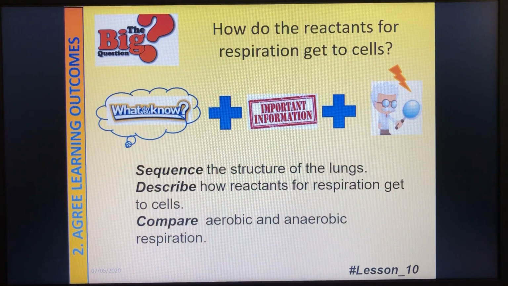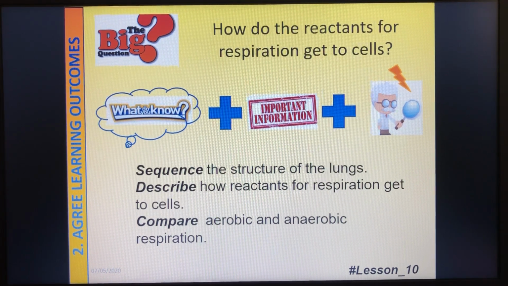So here's our title: How do the reactants for respiration get to cells? Okay, so let's write our date and our title, please. I think we kind of started talking about this yesterday. It's quite a straightforward lesson today, so it should be quite easy for us to get through.